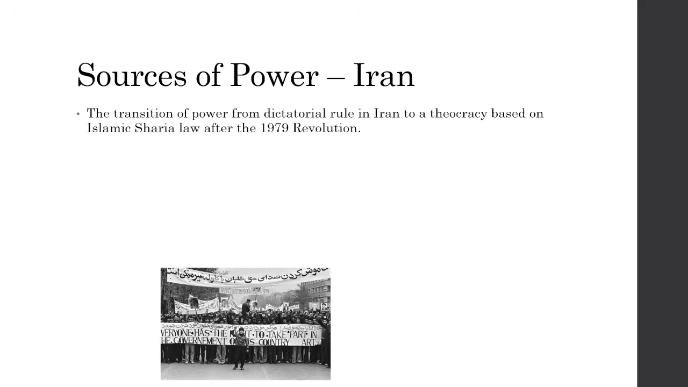Okay, now let's look into Iran's sources of power and authority. So the transition of power from dictatorial rule in Iran, which used to be the case, I believe, till 1979, to a religious theocracy based on Islamic law, occurred after a revolution in 1979.